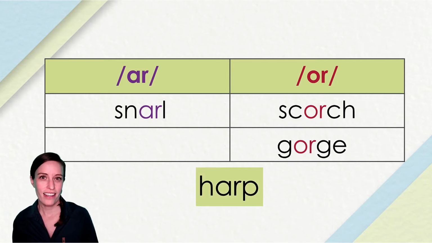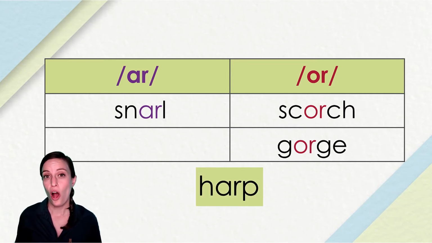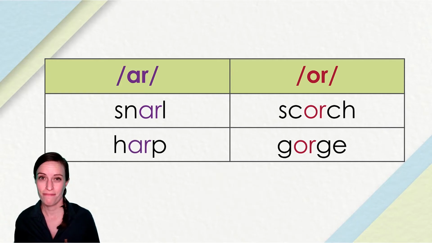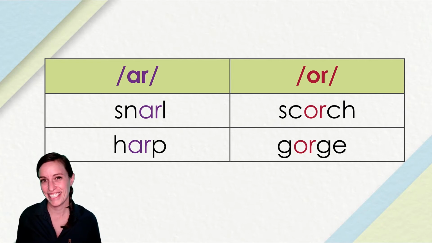And finally, this last word is harp. What vowel sound do you hear in harp? Harp has that R-controlled vowel sound, AR. How did you do playing Sort It Out today?